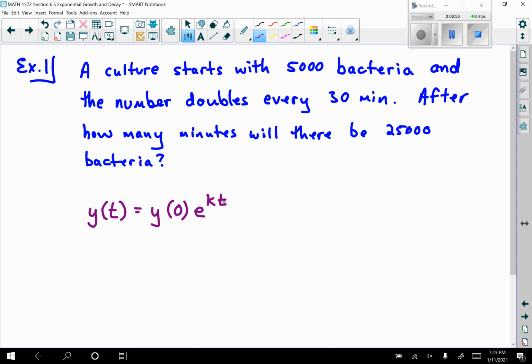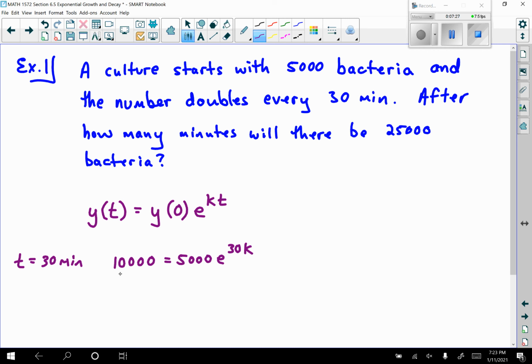So we could just start with some other time. And if we're just looking at maybe after the first 30 minutes, it's the easiest time interval to go with. So let's just let t equal 30 minutes. Then we would say y of 30, which if it just doubles every 30 minutes, after the first 30 minutes, we're going to be up to 10,000. So we could say 10,000 is going to equal 5,000 times e to the k times 30. So again, 30 is t, so we'll have 30k.